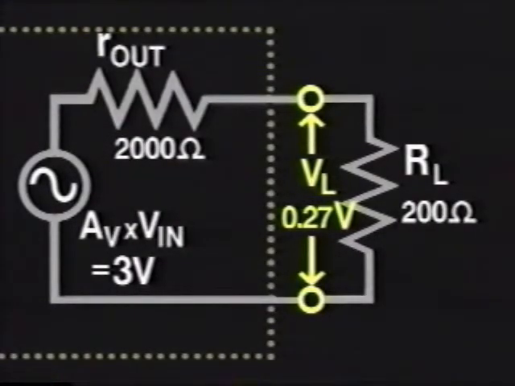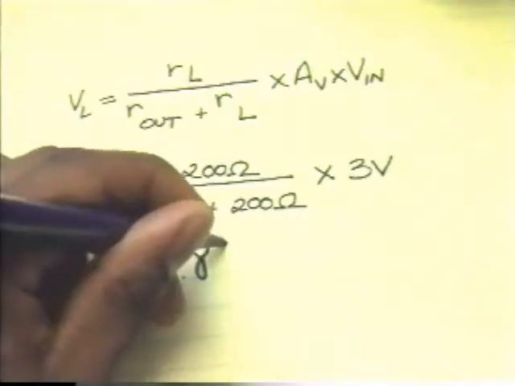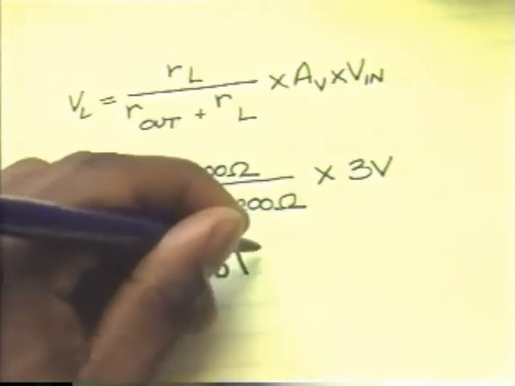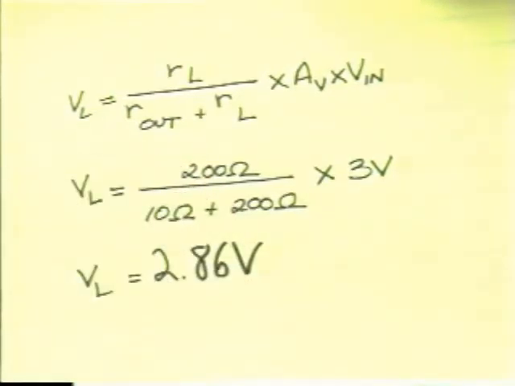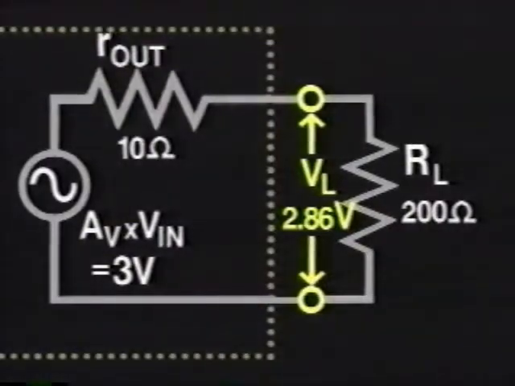On the other hand, if the output resistance is decreased to 10 ohms, after performing the calculations, you'll find that the voltage appearing at the load will increase to 2.86 volts. Here, the load voltage is indicated on the model.